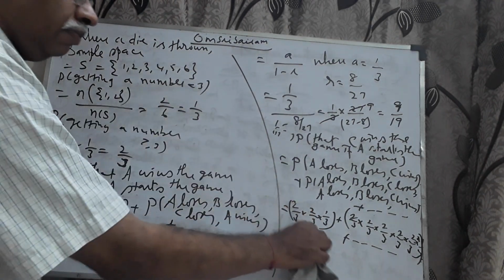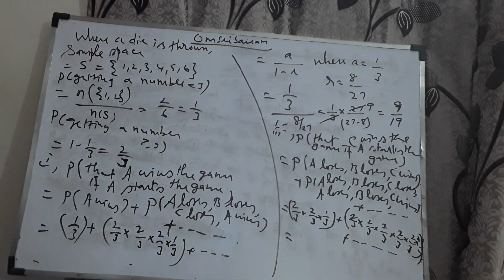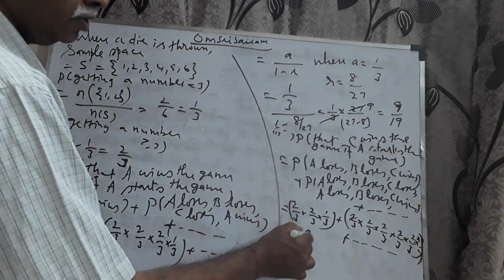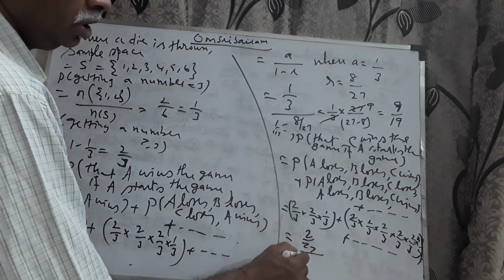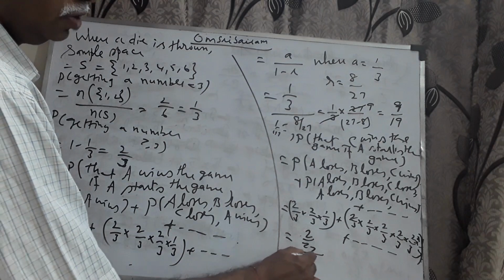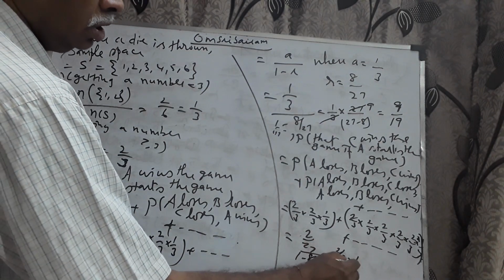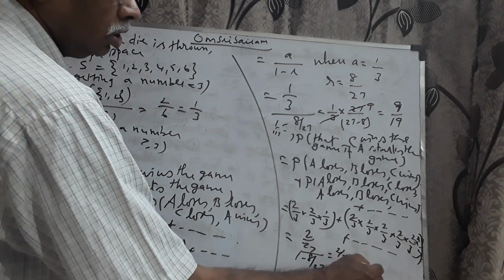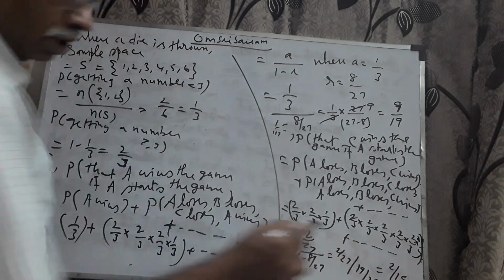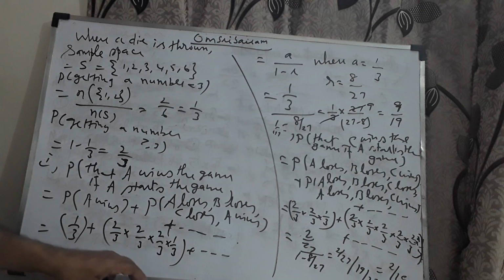Let me just apply the formula a by 1 minus r. Since there is lack of space, I will write 2 by 27 divided by 1 minus 8 by 27, which is 2 by 27 by 19 by 27, which reduces to 2 by 19. If in the same question you are given B wins, it will be 1 minus the sum of these two.